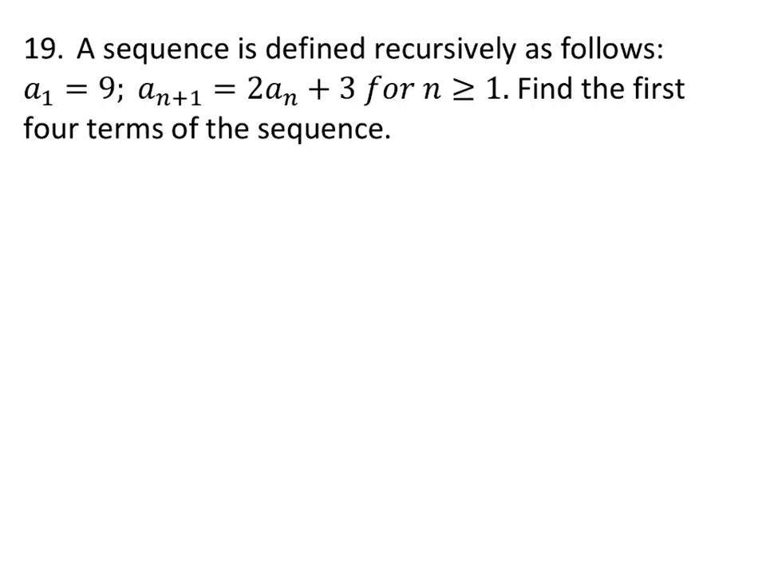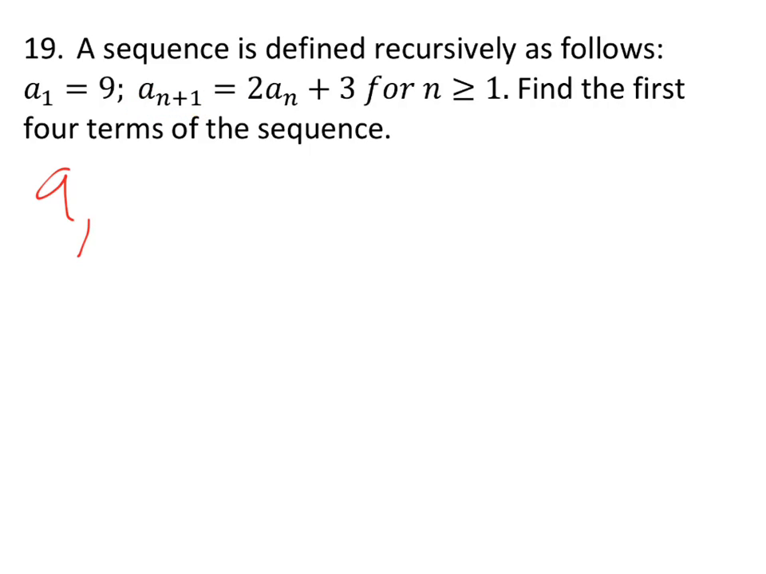19, sequence defined recursively is that. Find the first 4 terms of the sequence. Well, the first term of the sequence is a sub 1, so we're going to start at 9. This says every term is 2 times the previous one. So notice the n plus 1.